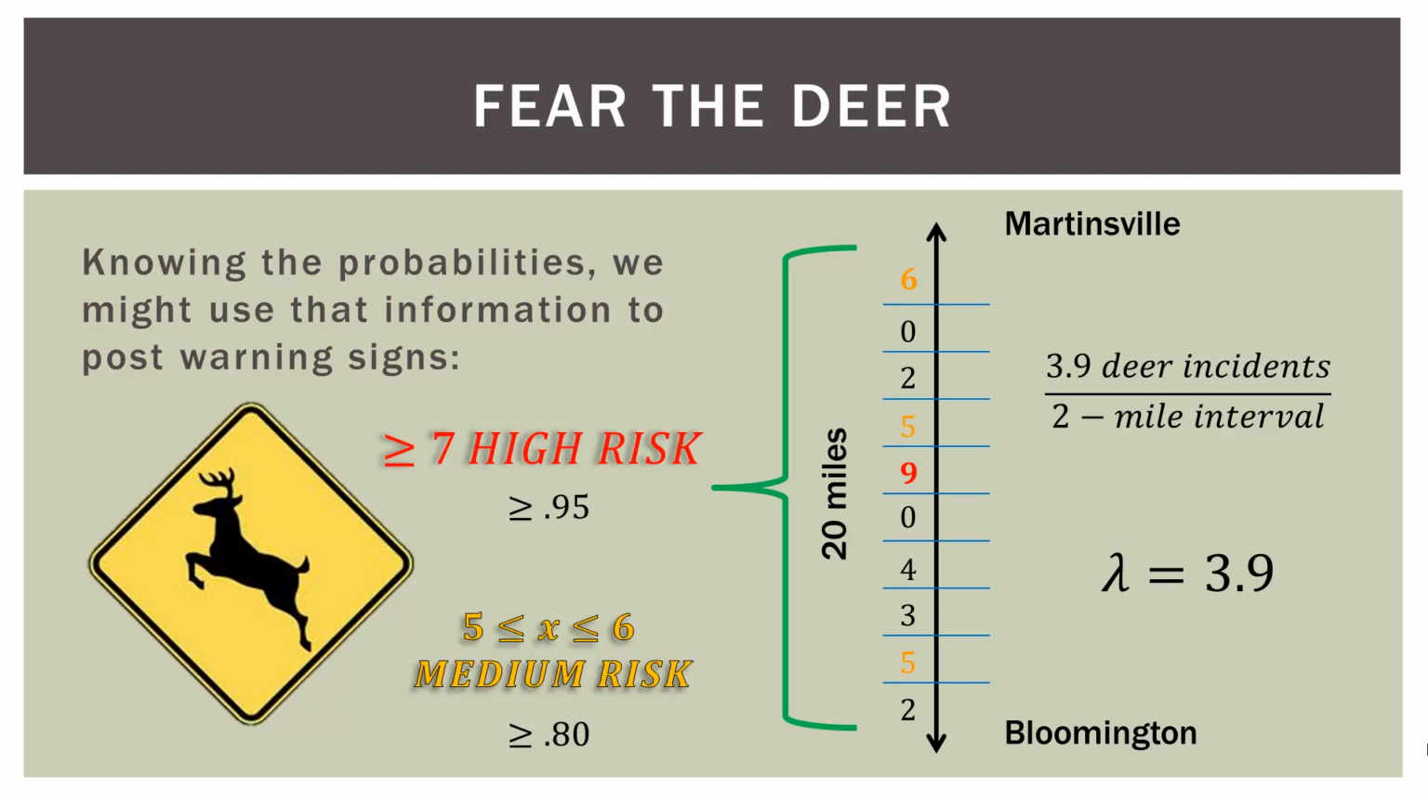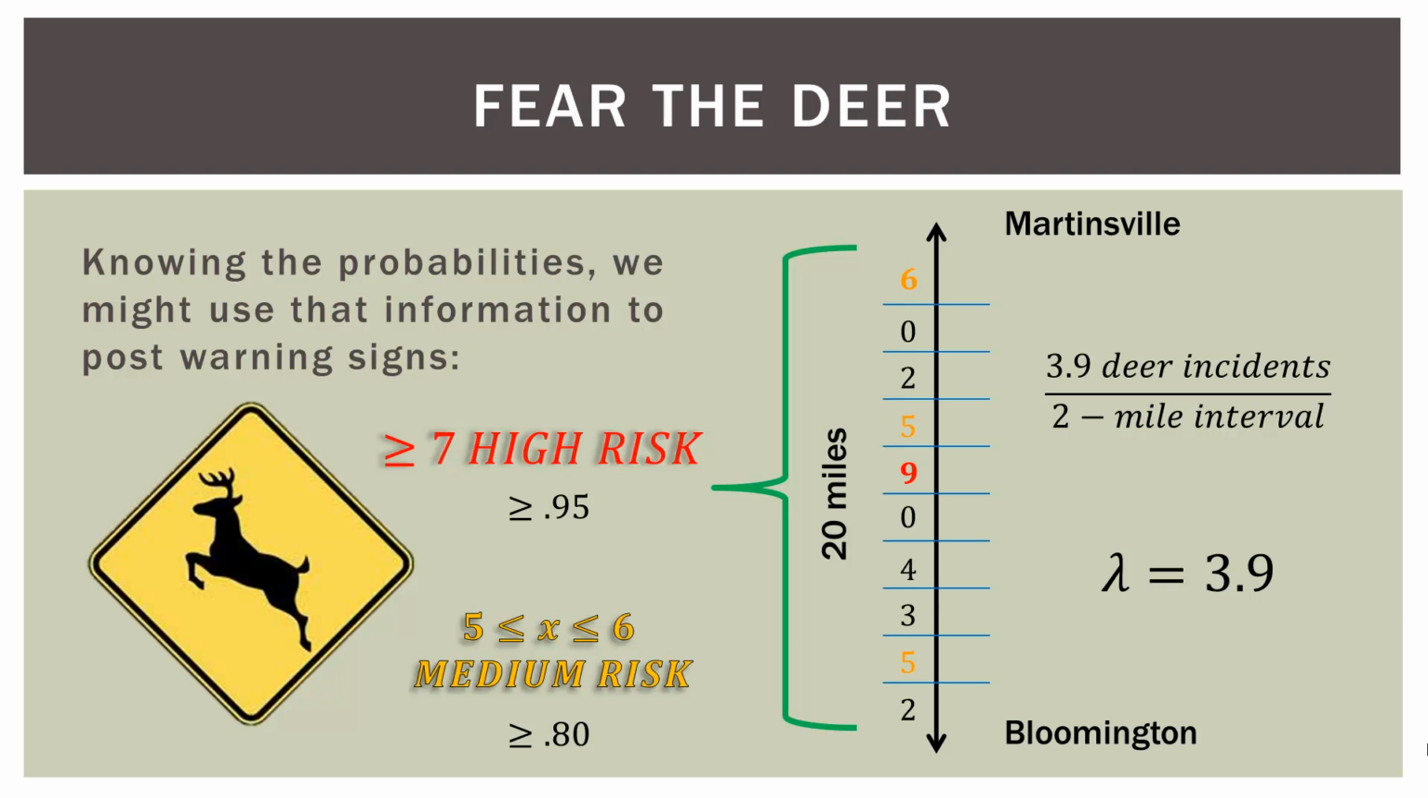And again, I'm just using these thresholds arbitrarily. We might say that 5 or 6 deer we'll call medium risk. That is sort of beyond the 80% point, or 0.8, in our cumulative distribution. So we might put a sign, warning, medium risk of deer crossing, or whatever. But we can use these probabilities to make public policy decisions. And again, that's the point of stats, to make decisions.